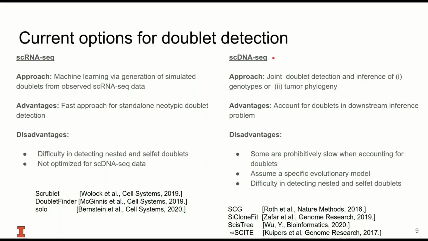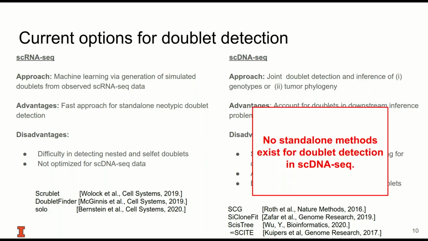So on the DNA side, the main approach has been to account for doublets as part of the inference process. This has helped minimize the impacts of downstream errors, but typically significantly increases the complexity of the inference problem. It also doesn't do a great job at identifying the nested or self-linked doublets. So critically, we noted that there were no standalone methods for doublet detection in single-cell DNA sequencing data.